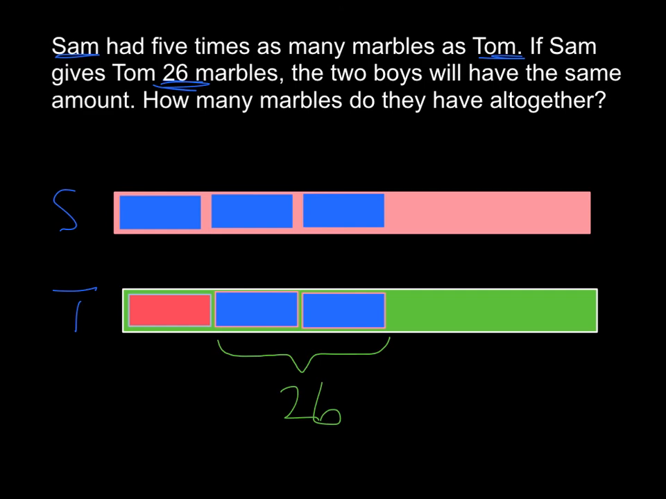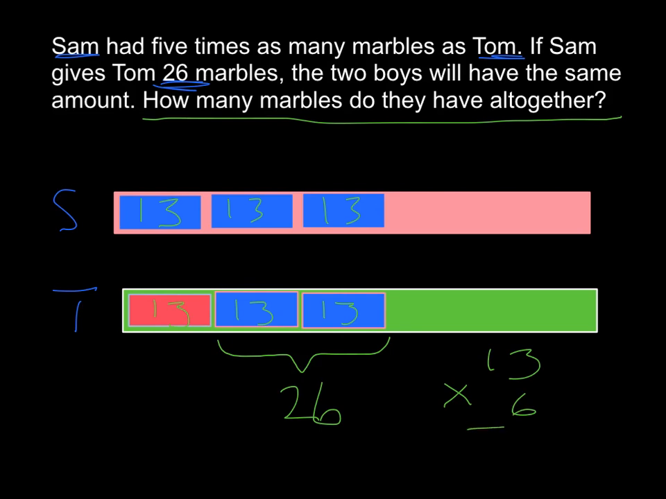So how much would 1 block be? Well, there are 2 of them, and I know that half of 26 is 13. So that means that this is 13, and this is 13, and this is 13, and this is 13, and this is 13, and this is 13. So if I look back at my question, it asks me how many marbles do they have altogether. So what maths do I need to do? Well, now my blocks are filled in, I can see quite clearly that I've got 6 blocks that are all the same size, which means I definitely have to multiply, and I need to do 13 times 6.